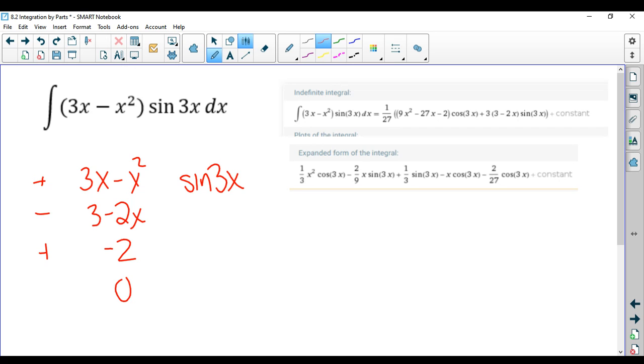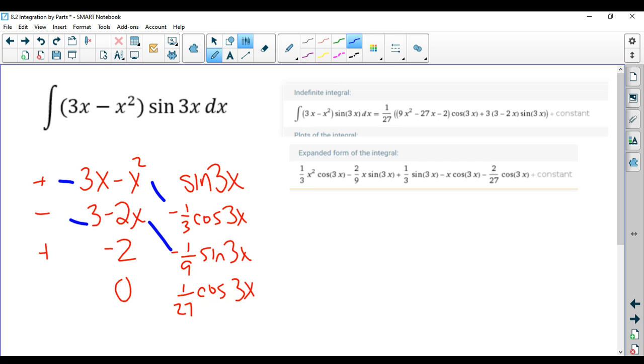The integral of cosine is sine, so negative 1/3 cosine of 3x. Integral of cosine is sine, so we're going to have still negative 1/9 sine of 3x. One more time, integral of sine is negative cosine, so we're going to have a positive 1/27 cosine of 3x. And then we're going to do this and be done with it.